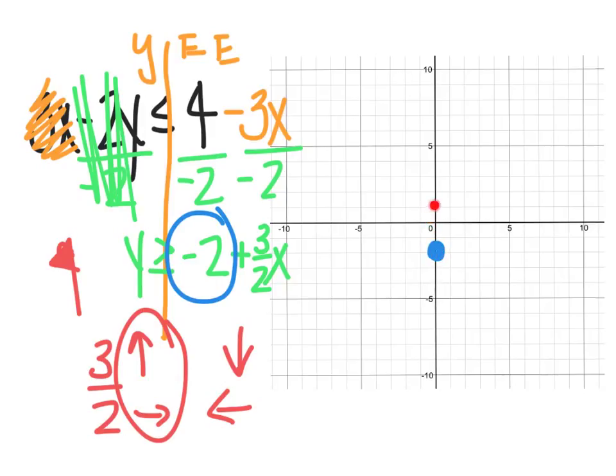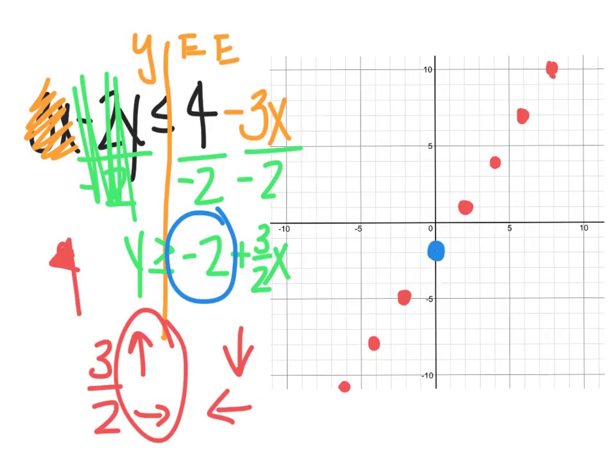So starting from the point I already have where I begin, because it's my b value, I'm going to go up 1, 2, 3, and I'm going to go over 2 and put a point. I'm going to do it again, go up 3 and over 2, and up 3 and to the right 2. And up 3 and to the right 2 again. And I could also go back to my starting point and go down 3 and left 2. And I could repeat that process several times.